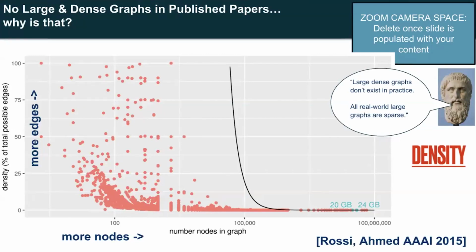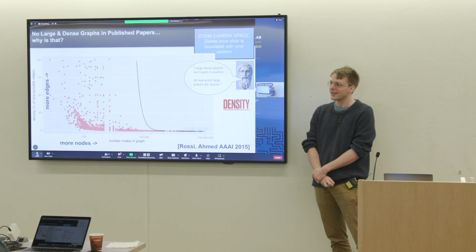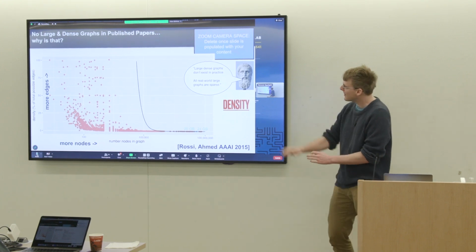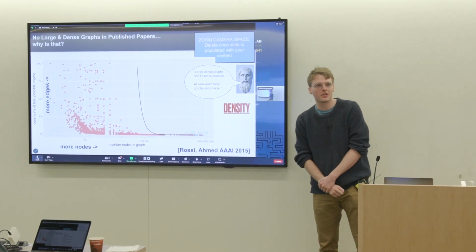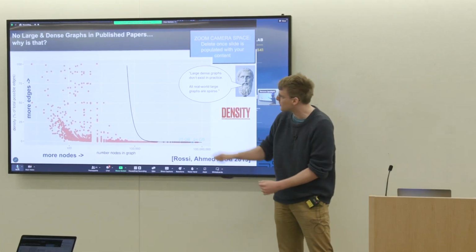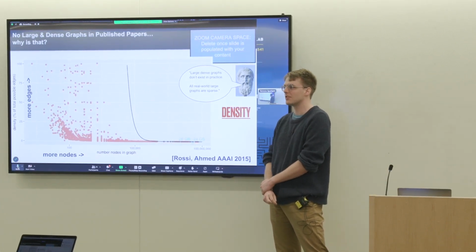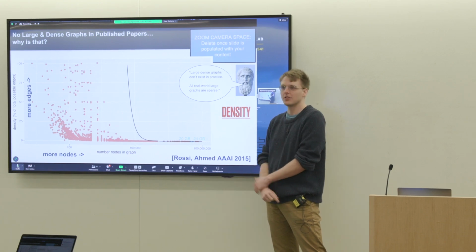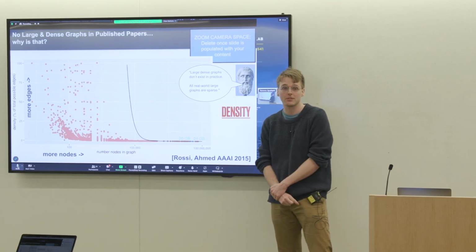Remember, again, there's this conventionally held wisdom which says that large and dense graphs don't exist in practice. I wanted to check whether or not this was really true. So I made this scatter plot, which is all of the publicly available graph data sets on the network repository website. Each of these orange dots is one of the data sets. X-axis position tells us how many nodes. Y-axis position tells us how many edges as a proportion of all possible edges.